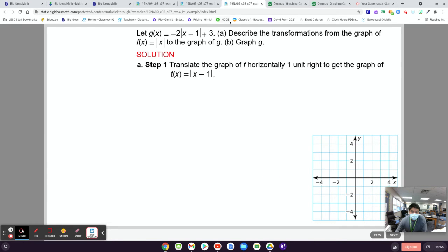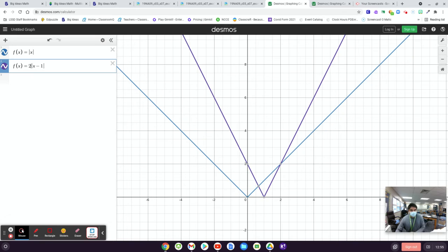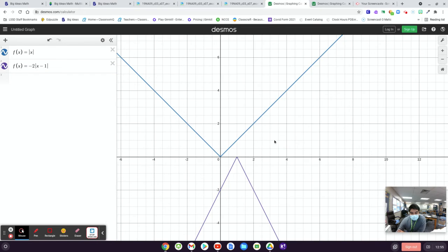We're now going to multiply this function by 2. I know it says -2, but we'll multiply it by 2 for now. And this is going to be a vertical stretch by a factor of 2, because we're taking our function, multiplying it by 2, therefore it's a vertical stretch by a factor of 2. What happens if we multiply this function by -1? It's going to reflect across the x-axis.